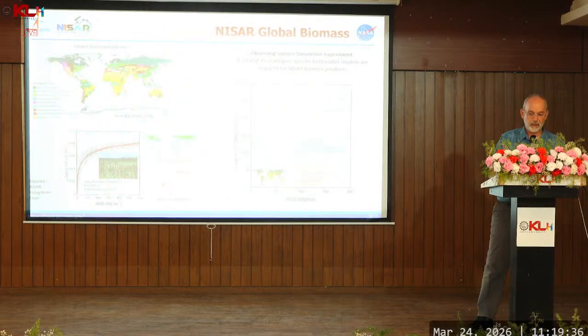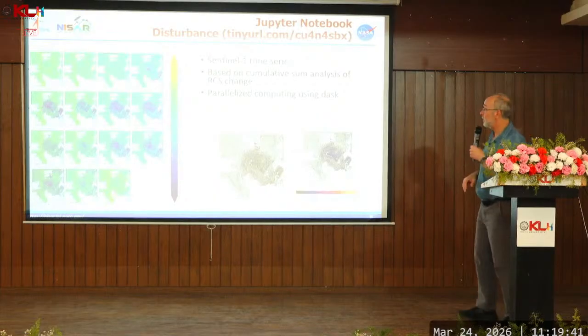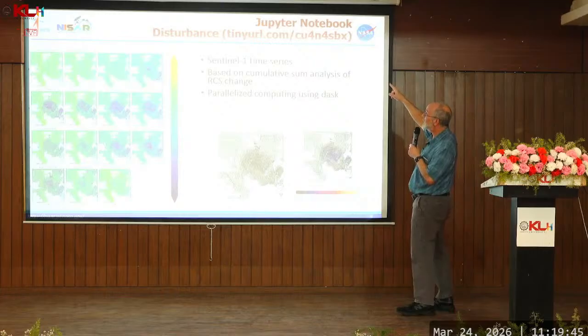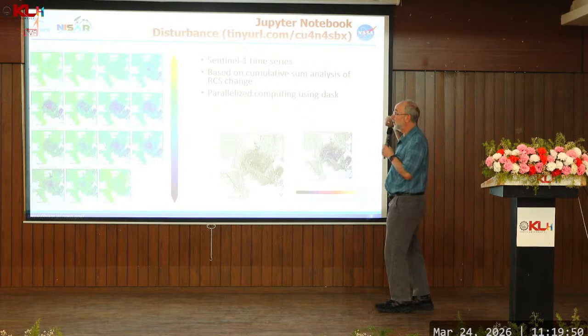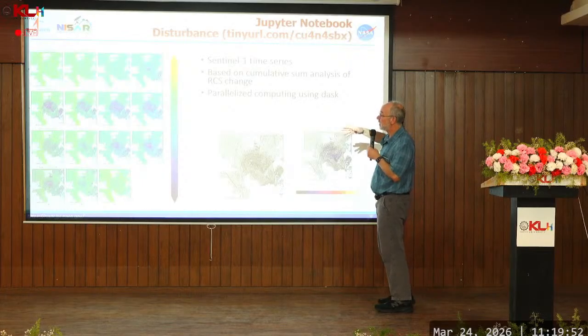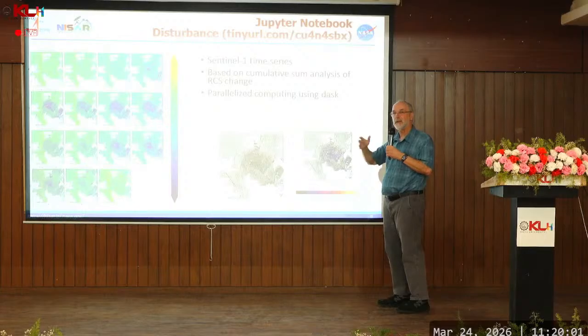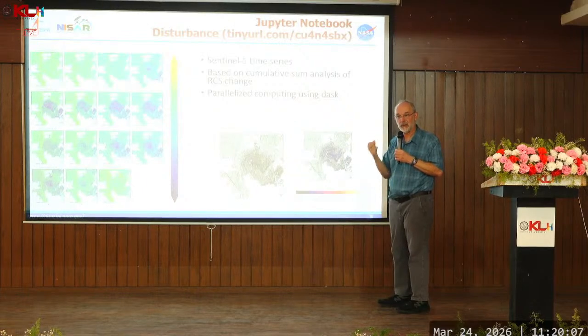Yeah, so in addition to biomass, there's a disturbance output. There is a Jupyter notebook for that as well, although that tiny URL may have changed. You can test it out and let me know if it's different. Disturbance is really just looking at the variability of the backscatter over time and seeing when the variability has crossed some threshold. And when it crosses a threshold, it's then tagged as having been disturbed.